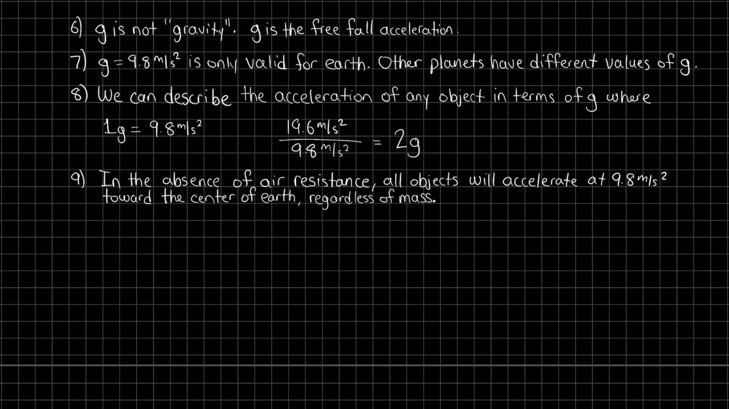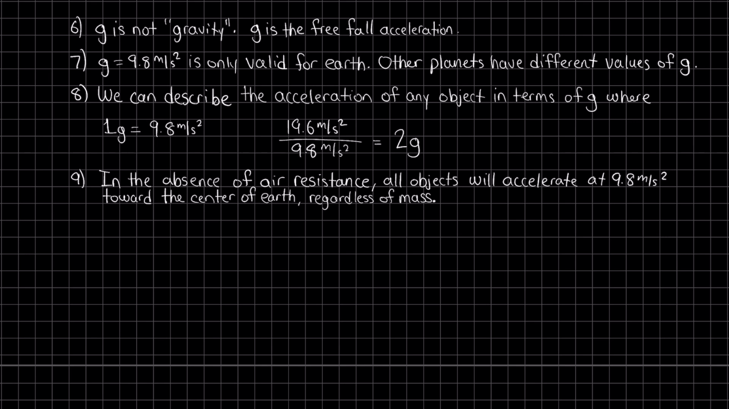Number 9 says, in the absence of air resistance, all objects will accelerate at 9.8 meters per second squared toward the center of Earth, regardless of mass. And another reason why I mention this is because at the very beginning, I asked you to drop any object around you. And maybe that was a sheet of paper. And if you compare a pencil with a sheet of paper, you might notice that the paper will float down towards the floor or whatever surface that you're on. And that is because the paper is not technically in free fall. Technically, nothing is in free fall because we do not live in a vacuum. There is air resistance everywhere.